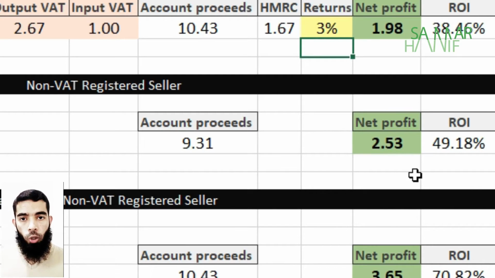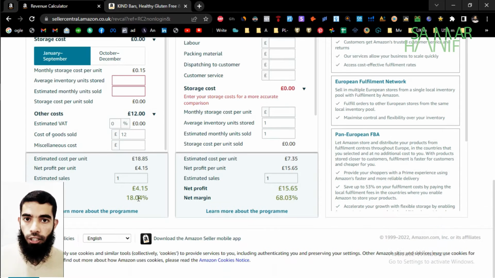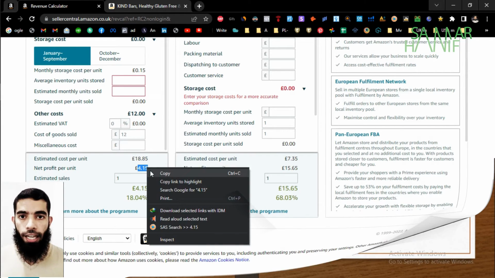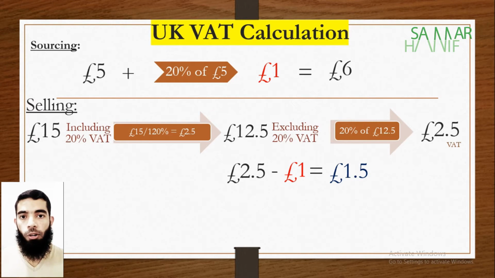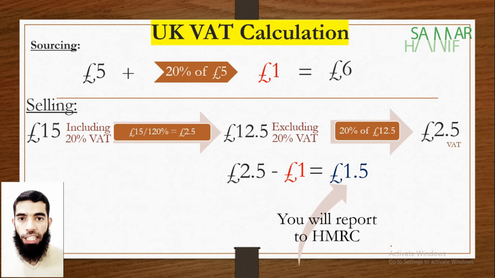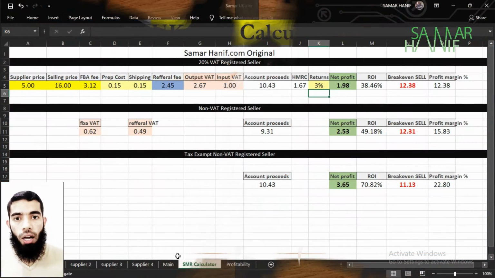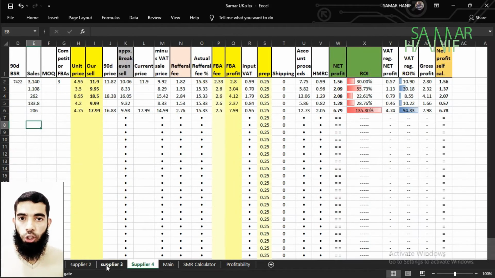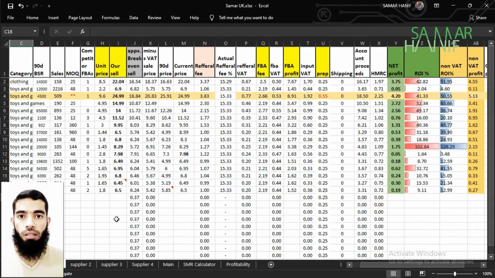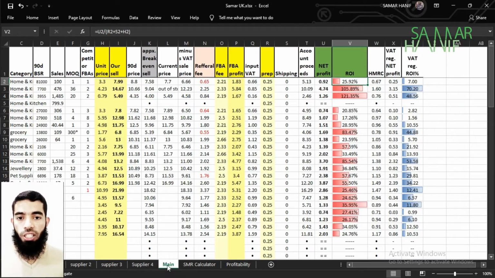I will tell you how you can use the Amazon FBA calculator to calculate the net profits, and I will also explain how the VAT works in the UK and how to include that in your net profit calculation, whether you are a VAT registered business or a non-VAT business. And at the end I will also share with you my Excel sheet where I have applied all the formulas that will make your life much easier.